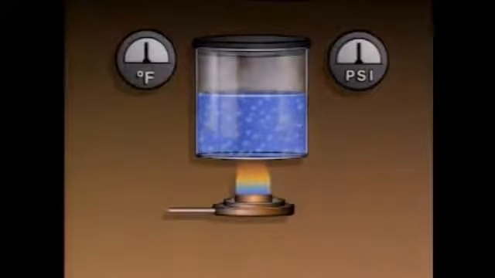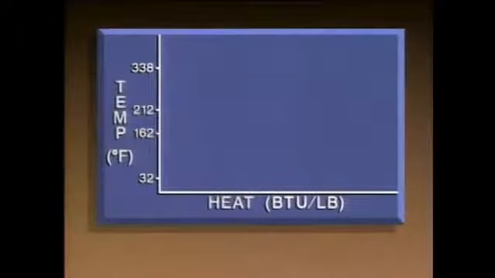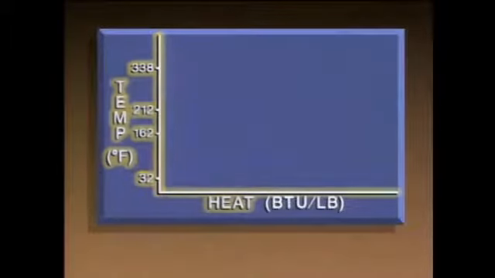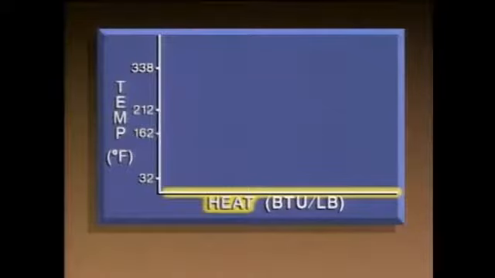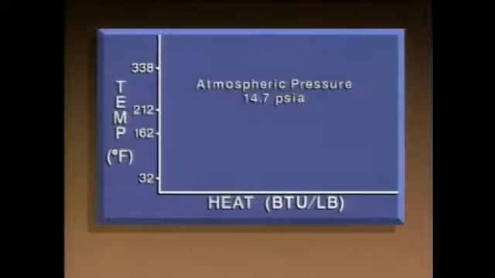To show how temperature, pressure, and heat are related to the boiling point of water, we can construct a graph. The vertical axis represents temperature in degrees Fahrenheit, and the horizontal axis represents heat. We'll use a pound of water as a standard, so the heat's measured in BTUs per pound. A BTU is the amount of heat needed to raise the temperature of 1 pound of water 1 degree Fahrenheit. Atmospheric pressure is 14.7 psia. At atmospheric pressure, water starts boiling at 212 degrees Fahrenheit.